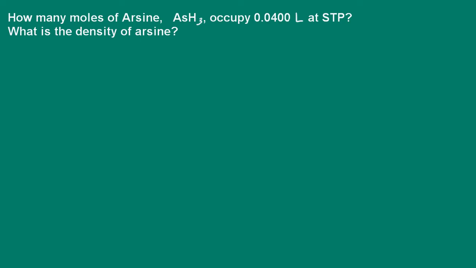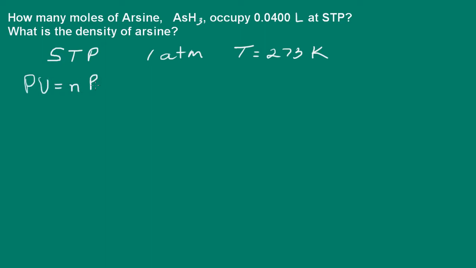This is Dr. O'Connor. Here we're asked how many moles of arsine gas occupy 0.04 liters at standard temperature and pressure. What is the density of the gas? Well, first let's go ahead and define standard temperature and pressure. So at standard temperature and pressure, we have a pressure of 1 atmosphere and a temperature equal to 273 Kelvin. Now, the first thing we need to do is solve the ideal gas law for moles.